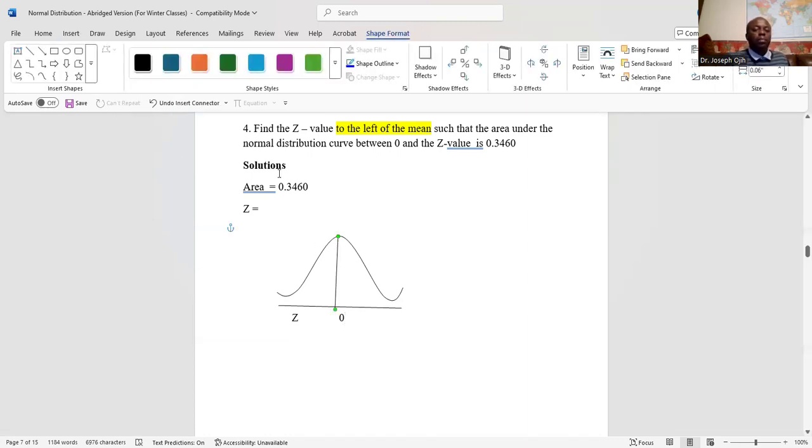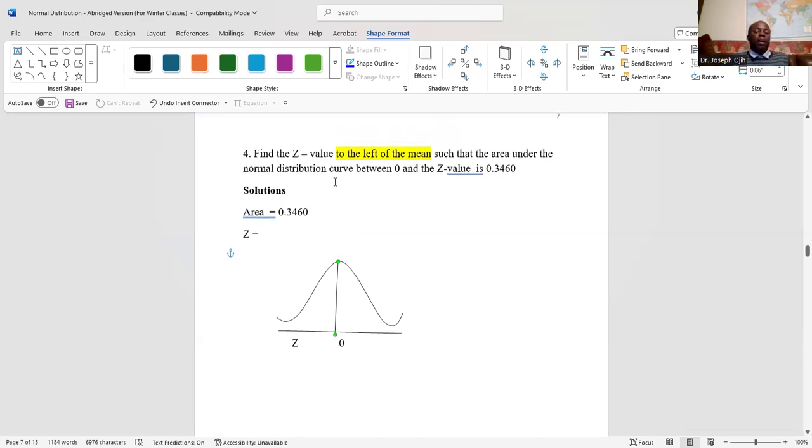The area for z is 0.3460. You see that it says find the z value to the left, which is on the left side, such that the area under the normal curve lies between 0 and z is 0.3460. So that means you're talking about the area between these two.